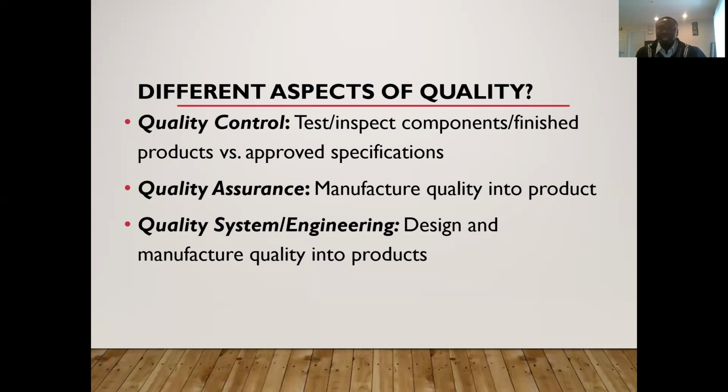So quality system engineering takes care of design quality, manufacturing quality, and all quality engineering steps for a product to be commercialized, or as it were, be sold out to the public. That is quality systems or quality engineering.